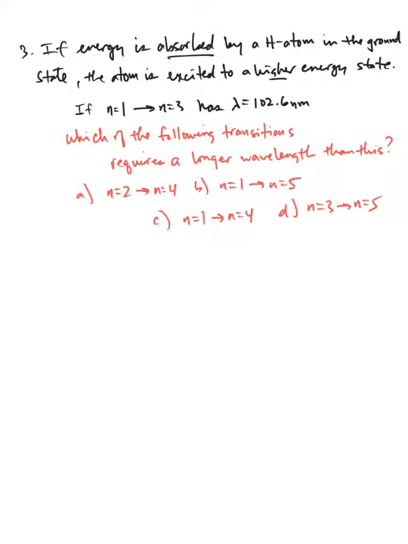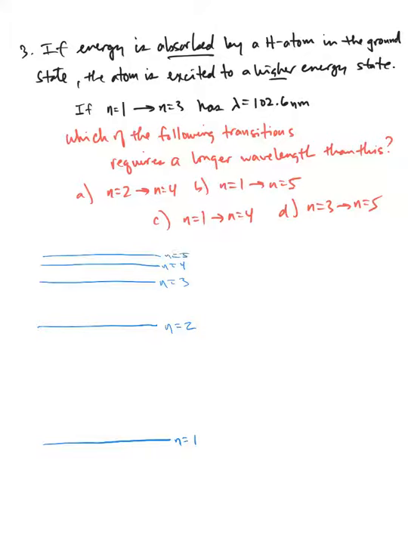All right, so if the energy is absorbed by a hydrogen atom in the ground state, the atom is excited to a higher energy state. Let's draw the picture that I did on the previous one. Try to draw it neater with a little bit more space. So n equals 1, n equals 2, n equals 3, n equals 4, n equals 5. So the point again, Margaret, is that each of these levels is up higher than the previous level, but the spacing always gets smaller.